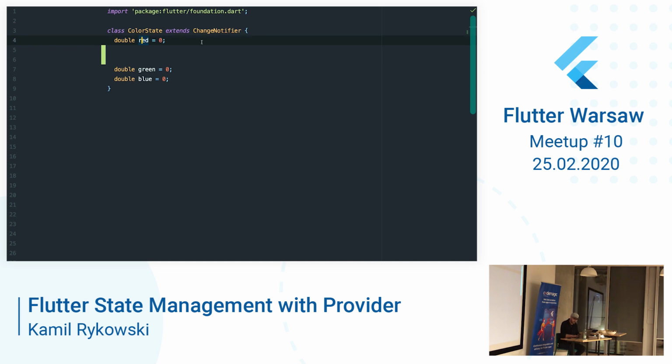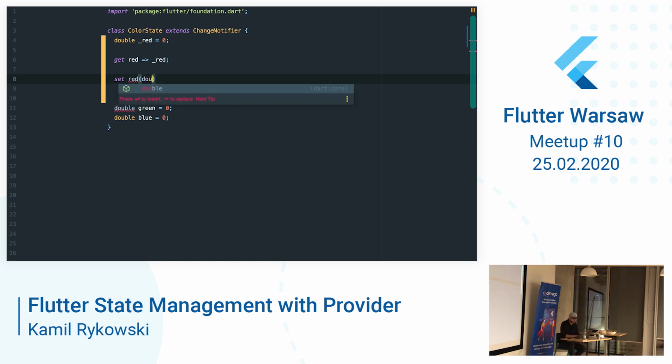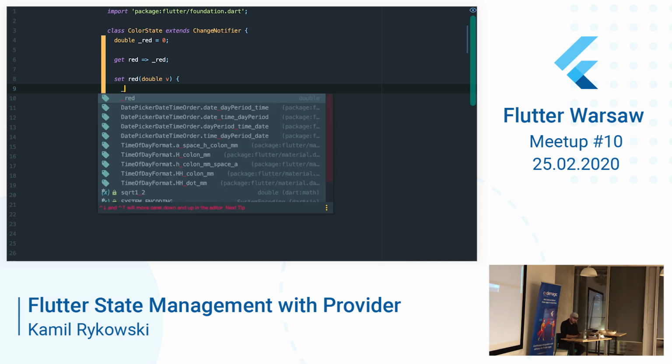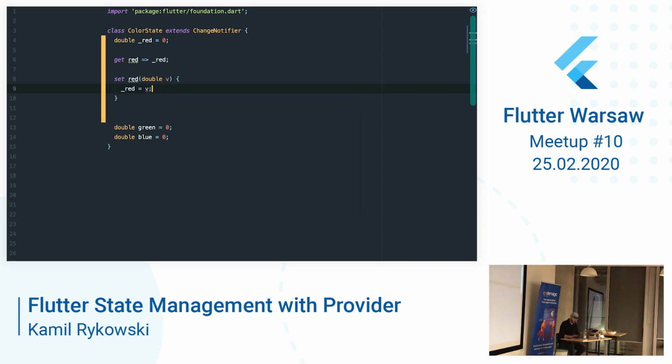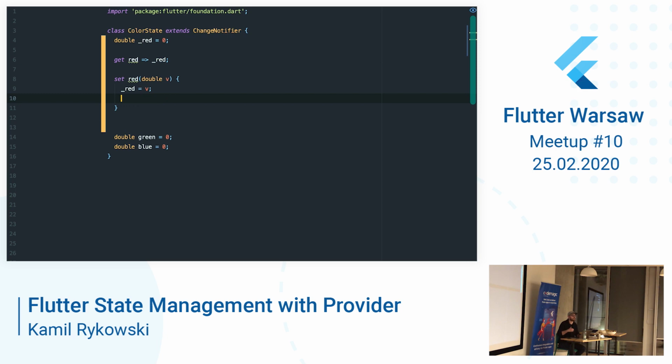So I'm making the red a private variable. I'm making the getter for the red, which will return the red. And I'm making the setter for it, and what I need in here is to set my red to a new value. Yeah, Android Studio is so smart that it will tell me that I don't need these getters and setters. But I do, because I need to call some methods here. I need to call notify listeners.